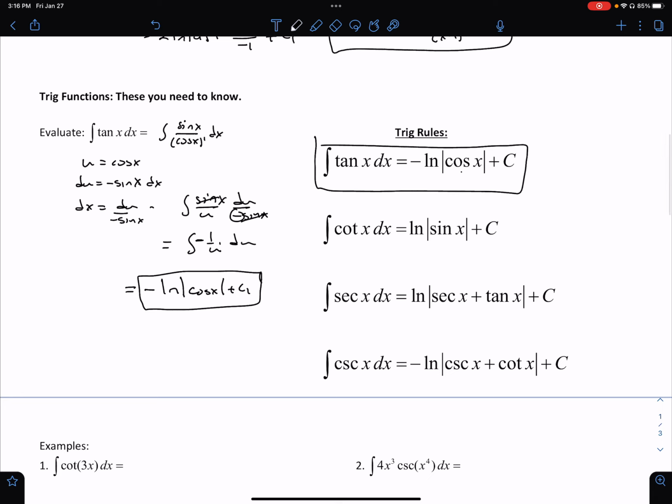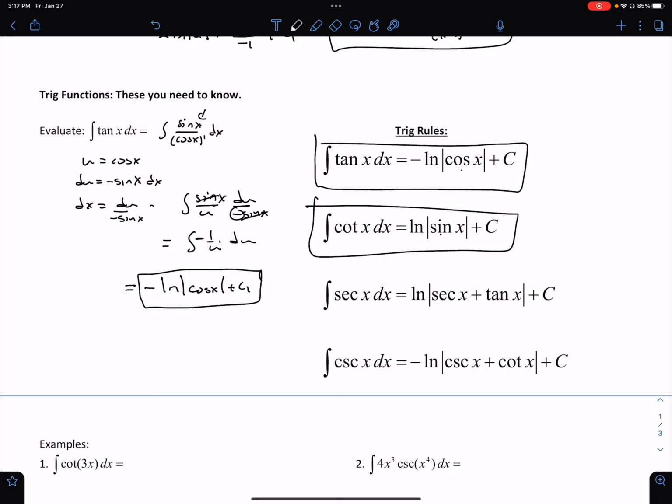We can use the same skill for cotangent. We get the antiderivative of cotangent as positive natural log of the sine of x. Where do we get the sine from? Well, same thing up here. Tangent was sine over cosine, so we get the cosine right there.